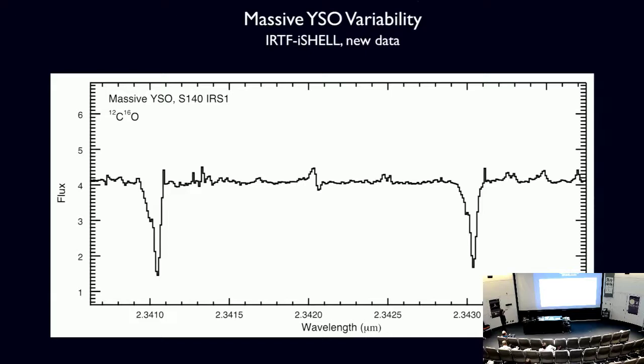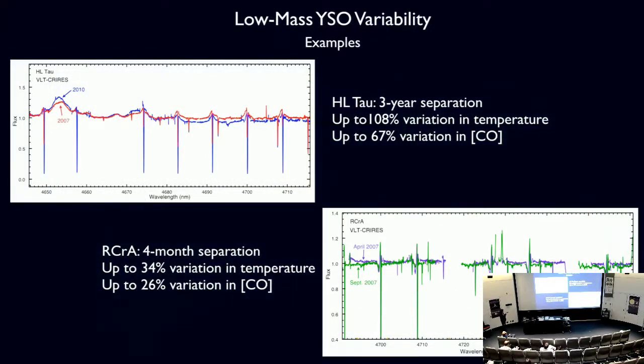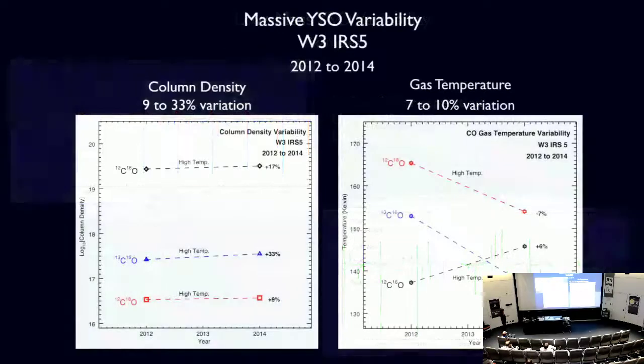This would be 12C16O, and this is the 2 micron band, in fact. So we do see some variation that way. iShell is a really nice instrument for this work. HL Tau, with CRIRES data, shows 108% variation in temperature. I'll show the summary of all the data, but this is just a few examples. RCrA, in 4 months, shows up to 34% in temperature changes in the same isotopologue, and 26%. So we're seeing essentially a lot of change in a short period of time.